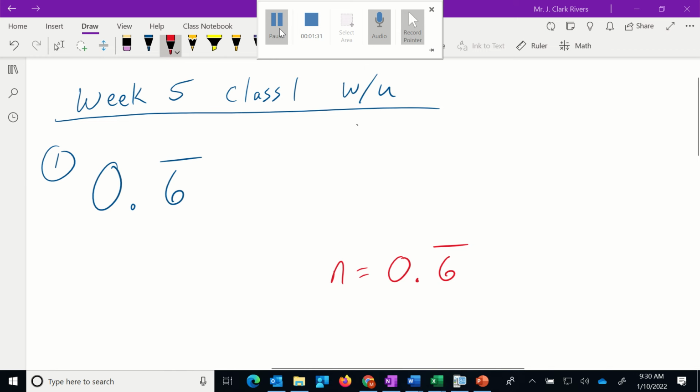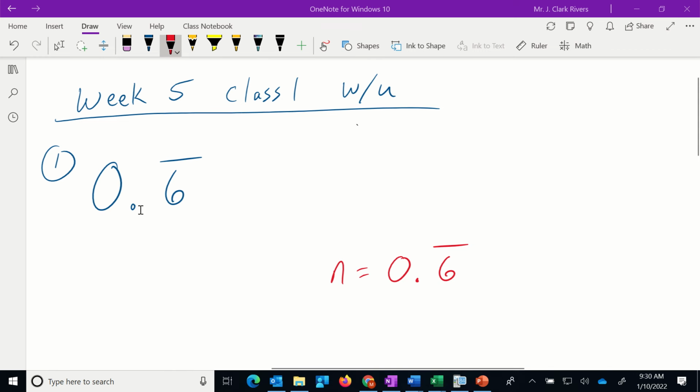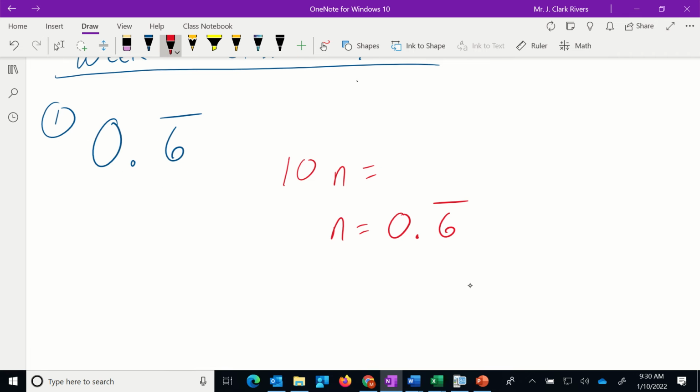So let's say n is equal to our repeating decimal, everything to the right of the decimal, which is 0.6 repeating. How many digits repeat here? 1. So we're going to multiply n by 10. Notice I put it on top of the n. I do that on purpose. When we multiply by 10, that decimal moves how many spots to the right? 1 spot to the right, and we get 6.6 repeating, like that. Now what do we need to do? Subtract. 10n minus n is 9n equals 6.6 repeating minus 0.6 repeating.